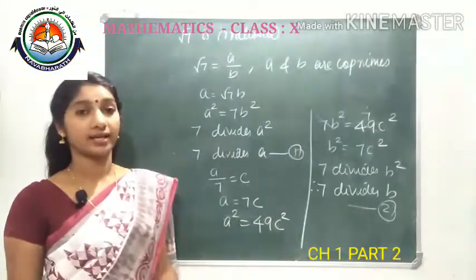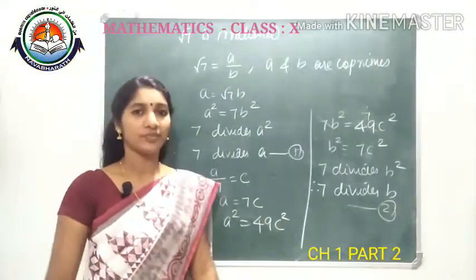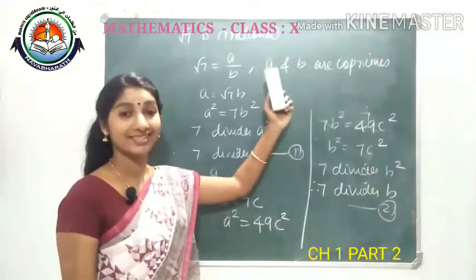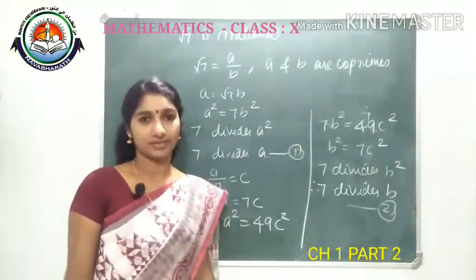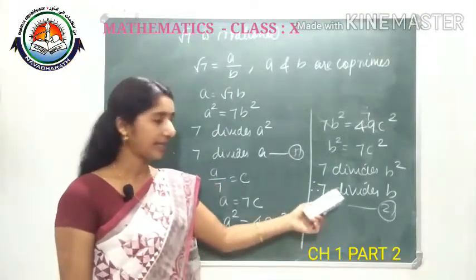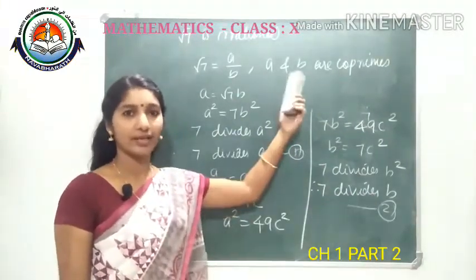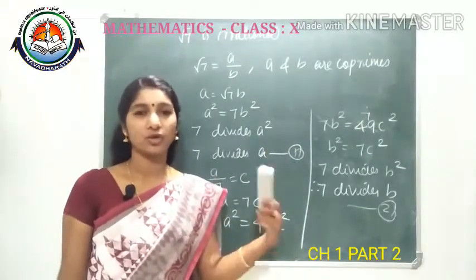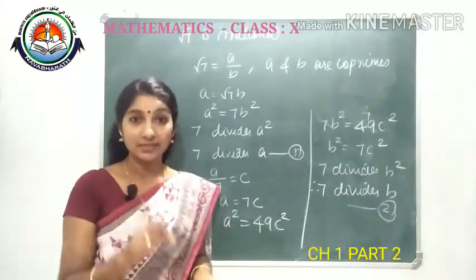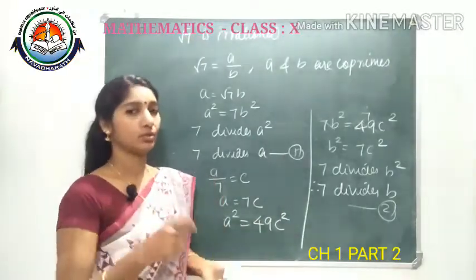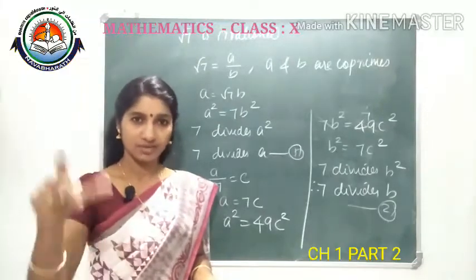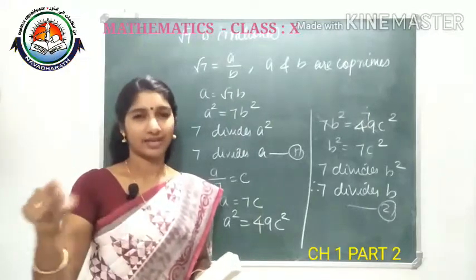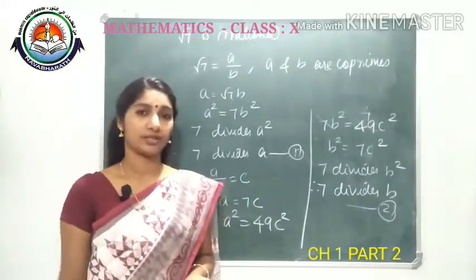From 1 and 2 we can write 7 divides both A and B. This makes a contradiction for the statement A and B are co-primes. Means we got A and B have a common factor 7. We assumed A and B are co-primes. So that makes a contradiction. Why did this happen? Because our assumption was wrong. Therefore, root 7 is not a rational number. That means root 7 is an irrational number.